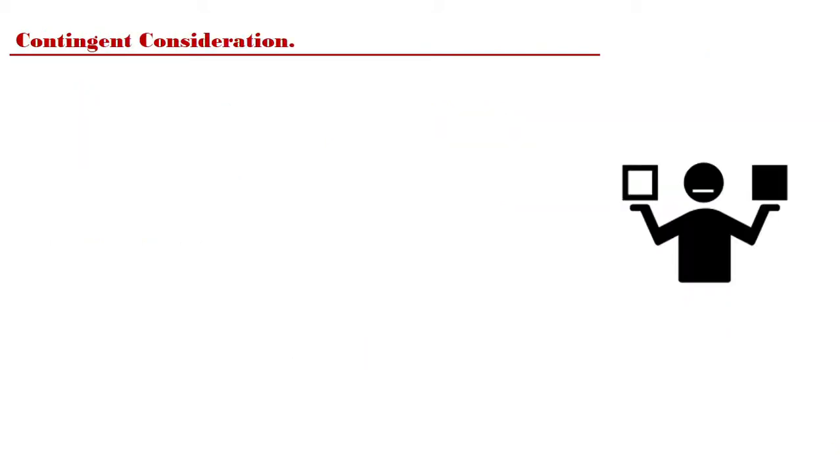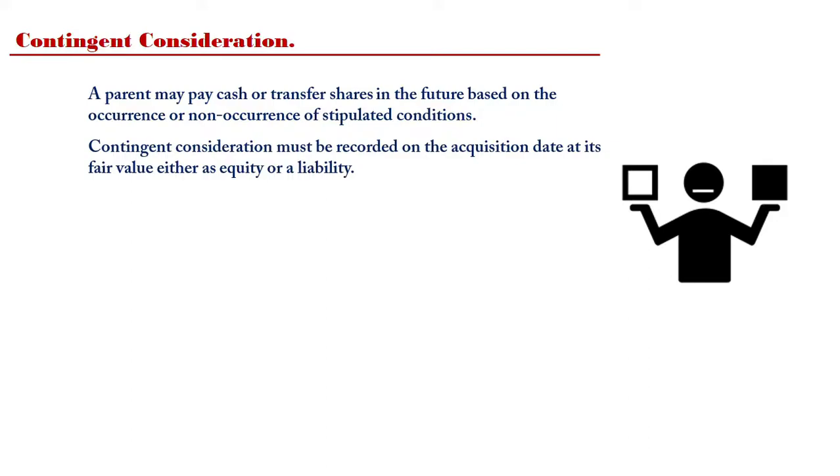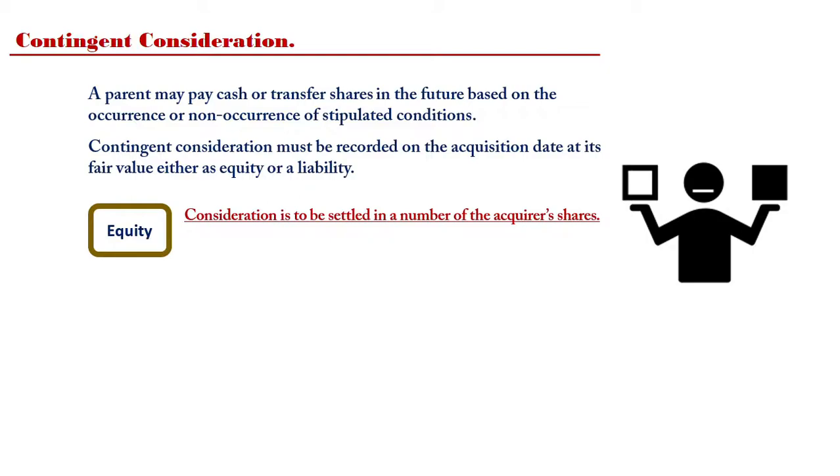Let's tackle the last aspect of the consideration, which is contingent consideration. So here, a parent may pay cash or transfer shares in the future based on the occurrence or non-occurrence of stipulated factors or events. Contingent consideration must be recorded on the date of acquisition at fair value, either as equity or liability. So it is to be recorded as an equity if it is expected to be settled in a fixed number of the acquirer's shares.